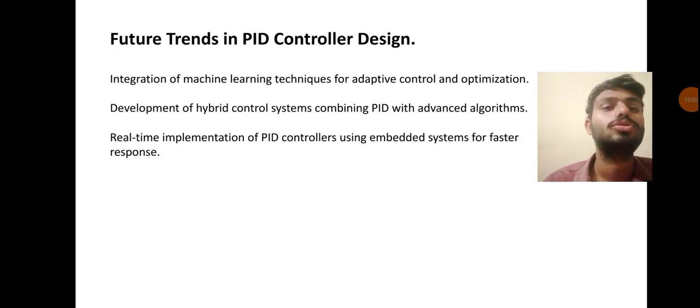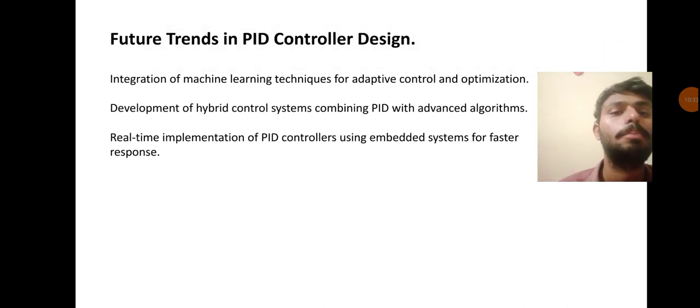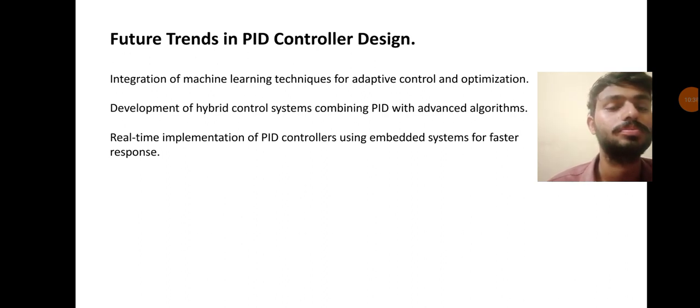Future trends in PID controller design: integration of machine learning techniques for adaptive control and optimization. Many techniques are being introduced and developed day by day. Development of hybrid control systems combining PID with advanced algorithms. Real-time implementation of PID controllers using embedded systems for faster response.